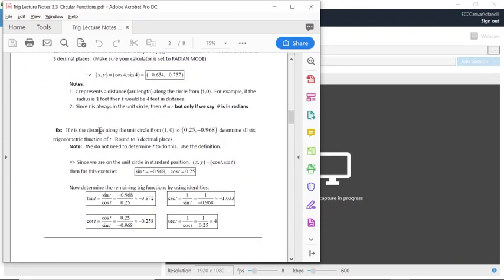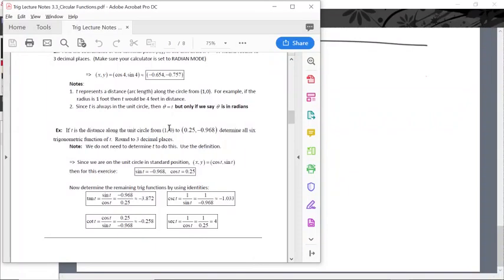Okay, so now let's take a look at this example right here. If t is the distance along the unit circle from the initial point 1, 0 to a point with coordinates 0.25, negative 0.968, determine all 6 trigonometric functions of t. Round to 3 decimal places. Let's interpret this geometrically. That is, let's draw a picture that represents this situation. We are in the unit circle, which we must be if t is being used for the distance. We start at the initial point 1, 0, and then we travel to the point with these coordinates x, y.